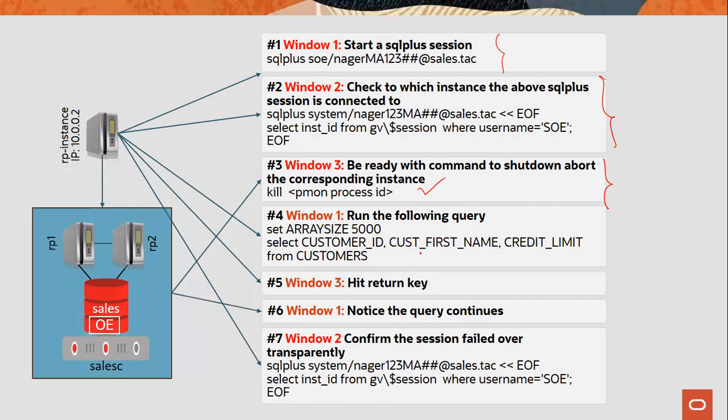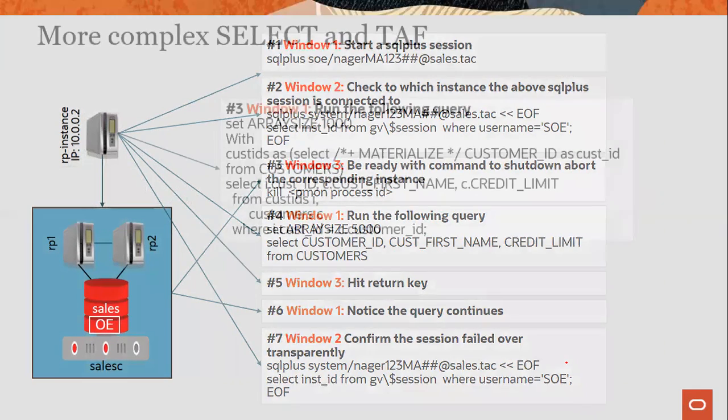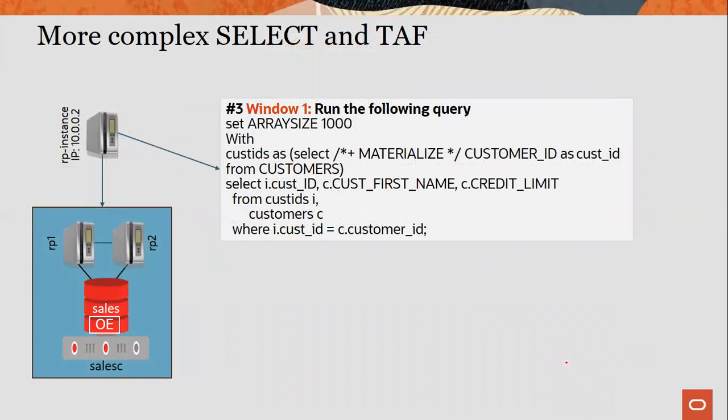Basically, we'll just keep the command ready. Then we'll go to the first window. We will run this SQL, and while it is returning the result set, we are going to execute this kill command, and you'll see the query will continue to return the result set. After the query completes the result set, you can go and check to which instance the session has failed over. So that's what you're going to see in the third demo. All right, so that's what these demos are. So let me get started.